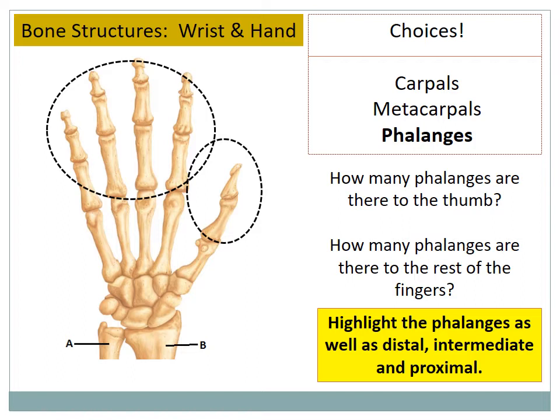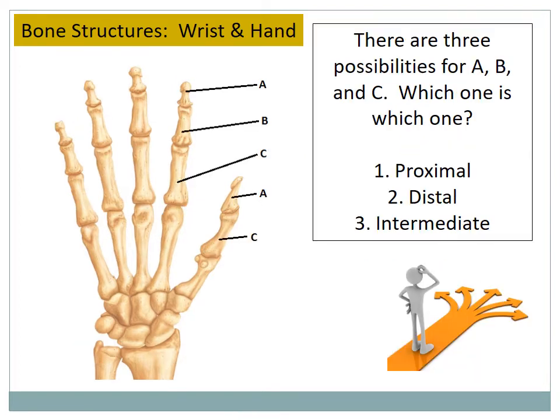So we have 3 phalanges to the rest of the fingers and only 2 to the thumb. Okay, so you can go ahead and highlight the phalanges, the metacarpals, and the carpals in your workbook. So looking further at the phalanges, we actually have some more possibilities. So we have A, B, and C there. It's either proximal, distal, or intermediate phalanges.